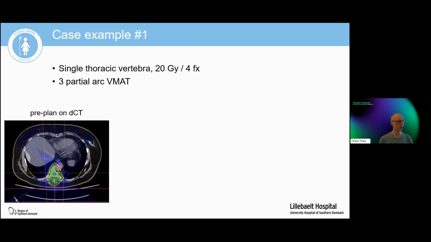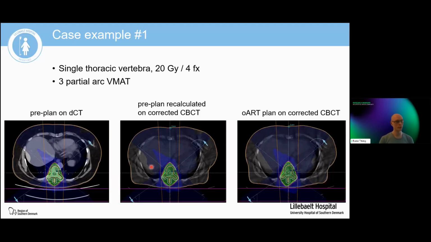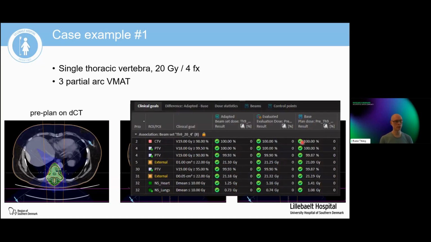This is the dose distribution of the pre-plan on the diagnostic CT. Here we have the plan recalculated on the corrected cone beam CT, and you can barely tell the difference here. So this plan would be fine to treat without online adaptation, but since we designed a study to investigate how the online adaptive workflow would work for us, we of course went along and did an online adaptive plan on this patient as well. And looking at the clinical goals, again, you can barely tell the difference between the pre-plan calculated on the corrected cone beam CT, and the adaptive plan. So everything would have been fine to treat here.